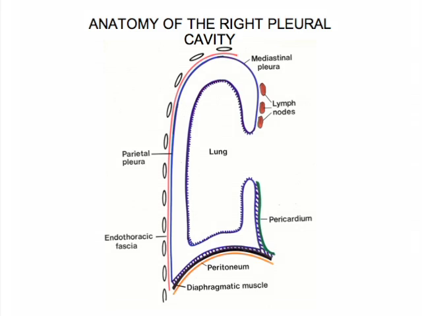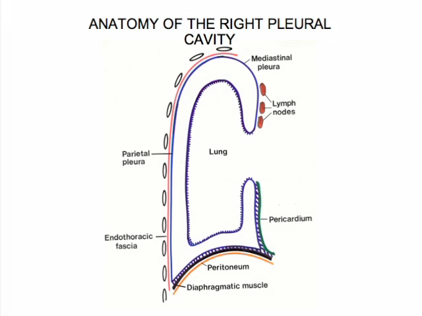This diagram shows a space between these two, which is not normally present. Usually there's just a very fine film of fluid between these two surfaces. The red line here represents the endothoracic fascia, which is just a thin layer of tissue underneath the pleura. Here we can see the diaphragmatic muscle, and on the undersurface of it, peritoneum, which is also a thin layer of tissue lining the abdominal cavity.